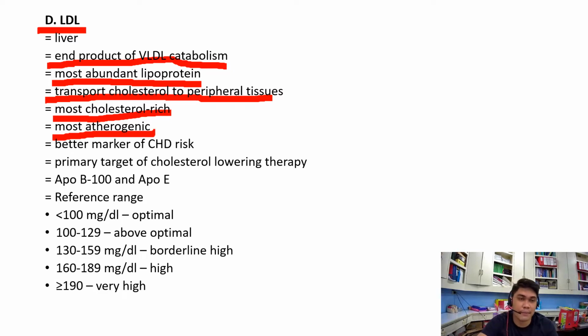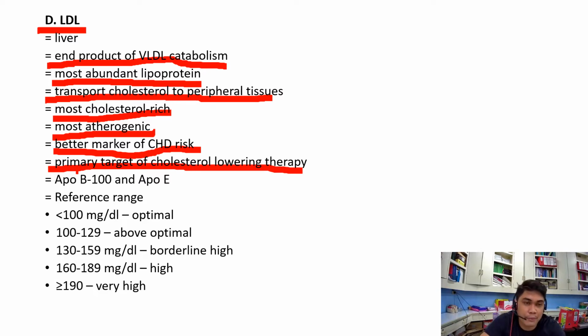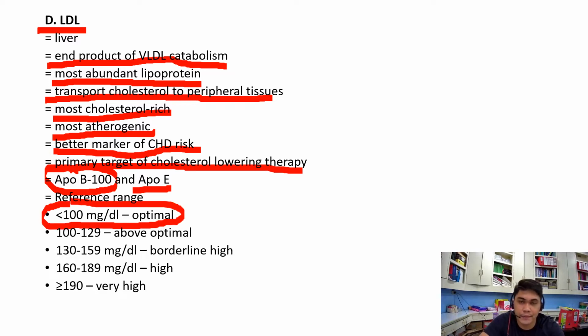It is the better marker of CHD, or coronary heart disease risk, and it's also the primary target of cholesterol lowering therapy. The predominant apolipoprotein is ApoB100, and another is ApoE. The reference range for LDL is less than 100 mg per dL. So that is for LDL. Those are the four major lipoproteins.